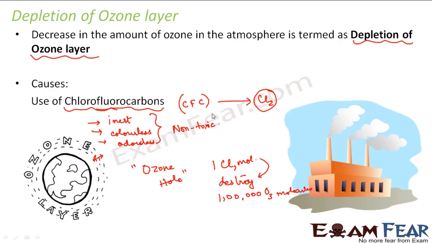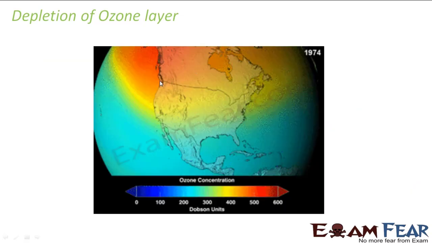And that is why we say that usage of these kinds of compounds, that is chlorofluorocarbons, should be limited. So now let us see what would happen if the ozone layer keeps on depleting the same way. If the thickness of the ozone layer keeps on decreasing at this rate, what might happen?